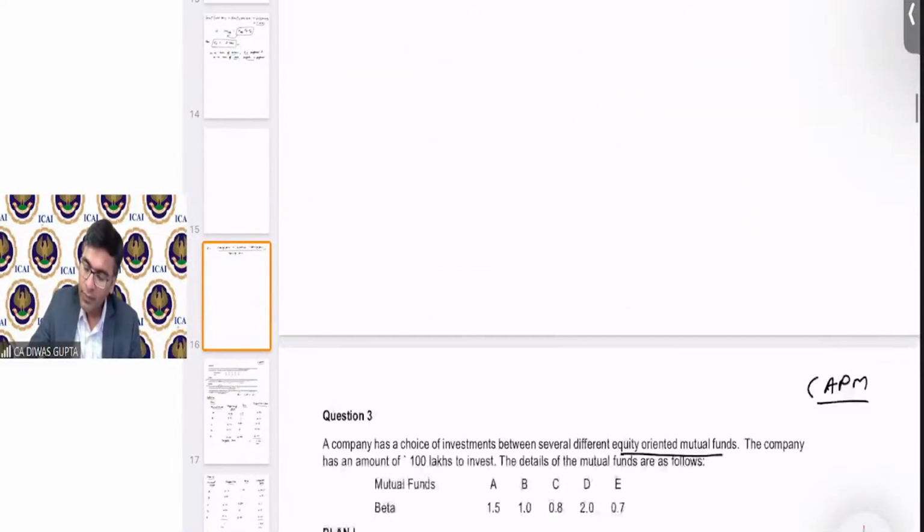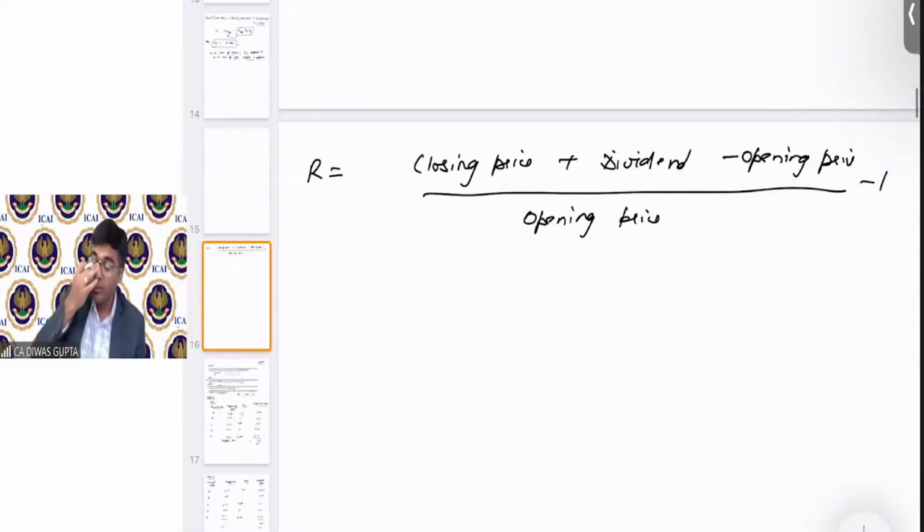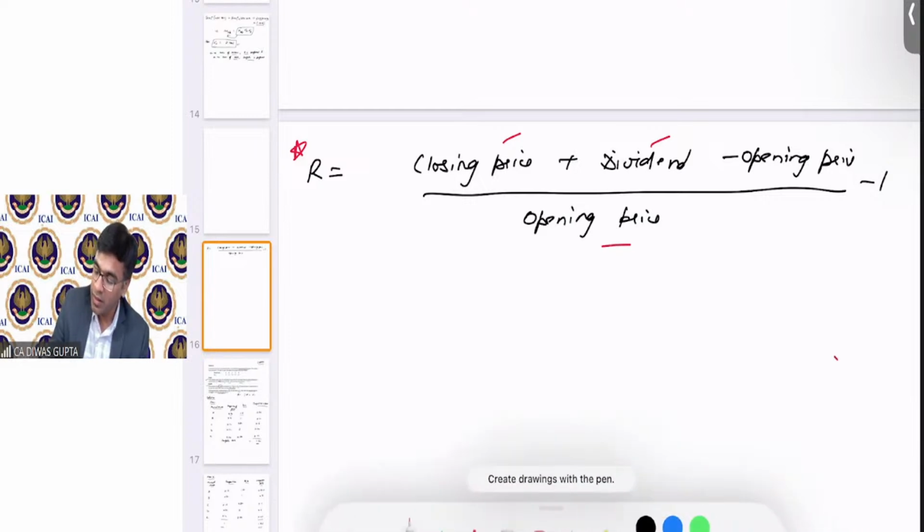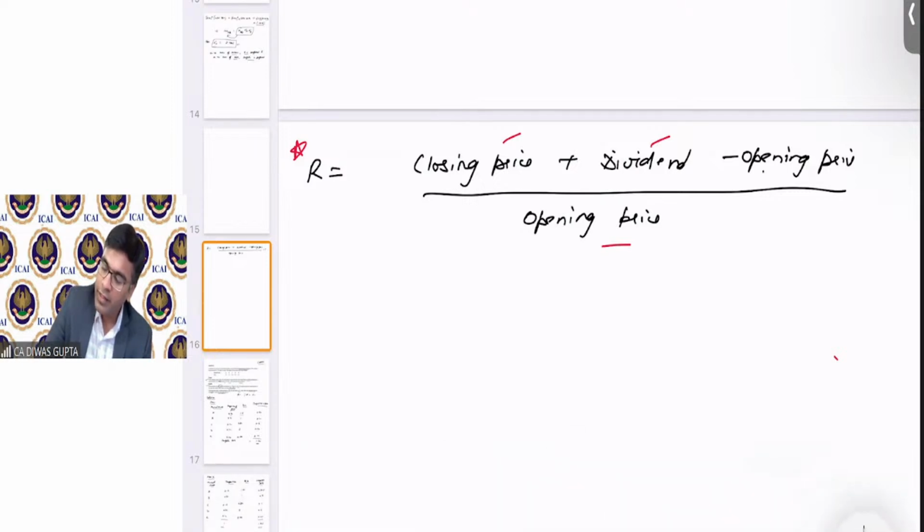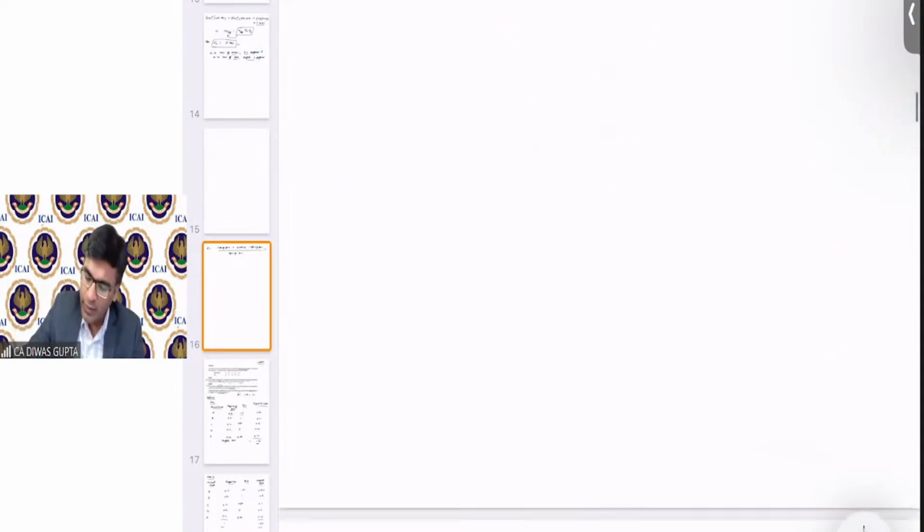Then this is also a very important formula to remember, students. For calculating a return, apart from dividend and closing price, we have to divide it by the opening price and minus opening price. Sorry, students, I actually made a mistake in this formula. It should not be -1 because we have already reduced the opening price from here. Okay. So please note this correction here. It should not be -1 because the opening price is already reduced.